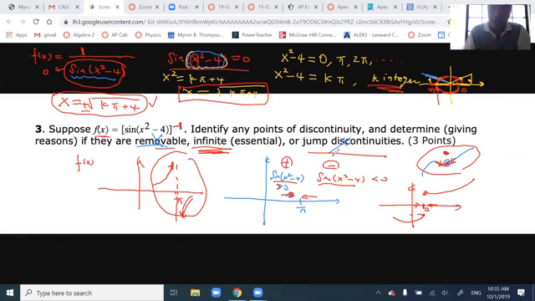And jump means from the left side you get one value here, and from the right side approach you get the other value. They have a gap in between. That's what a jump is.